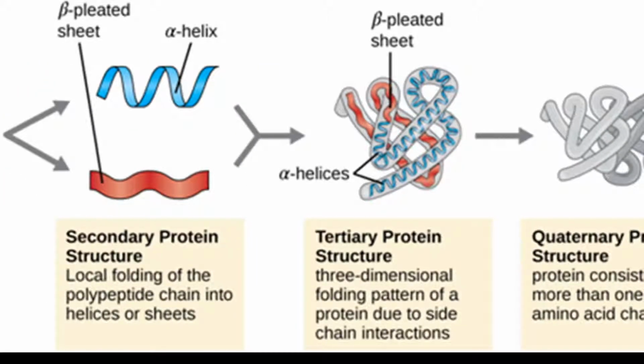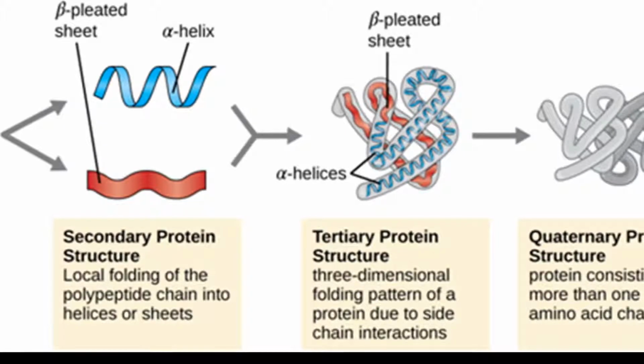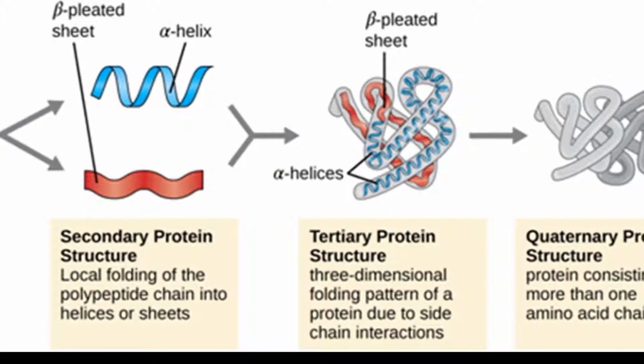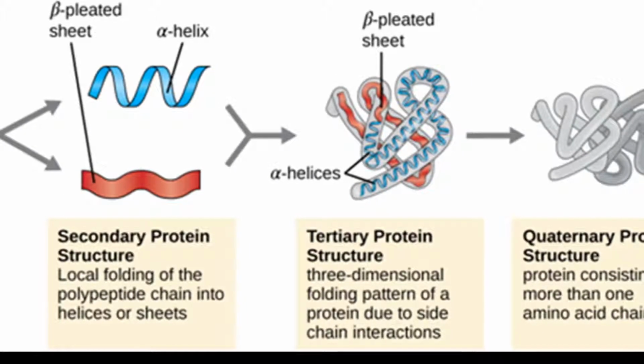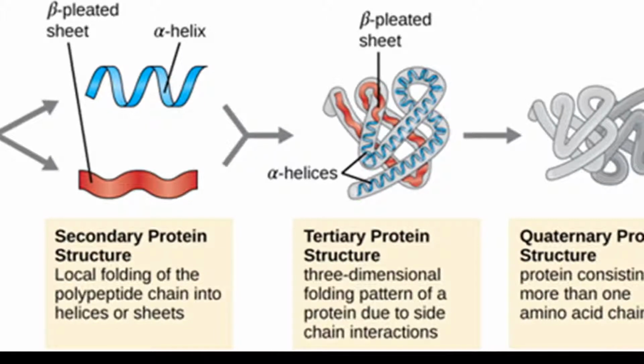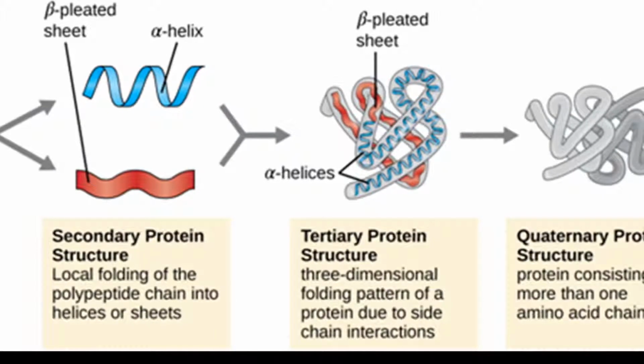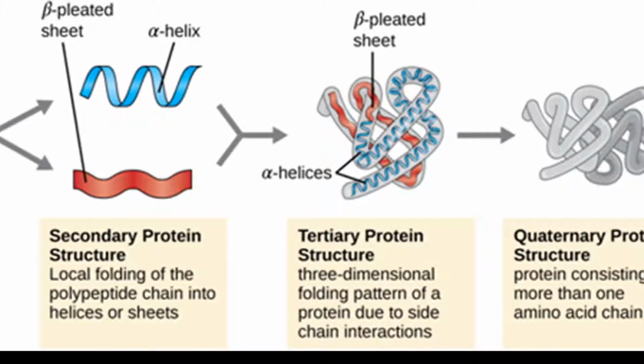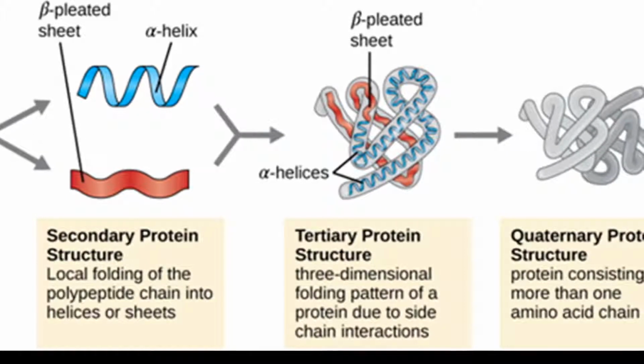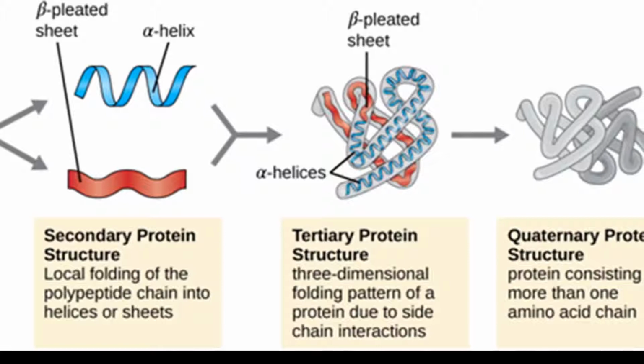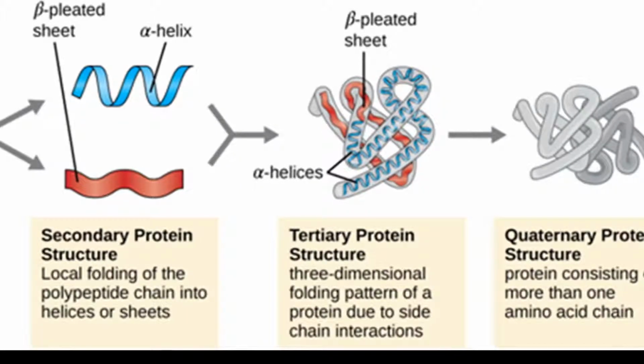Finally, the fourth, quaternary structure. Quite simply, this means two or more polypeptides bonded together. In nature, some proteins are formed from several polypeptides, also known as subunits, and the interaction of these subunits forms the quaternary structure.